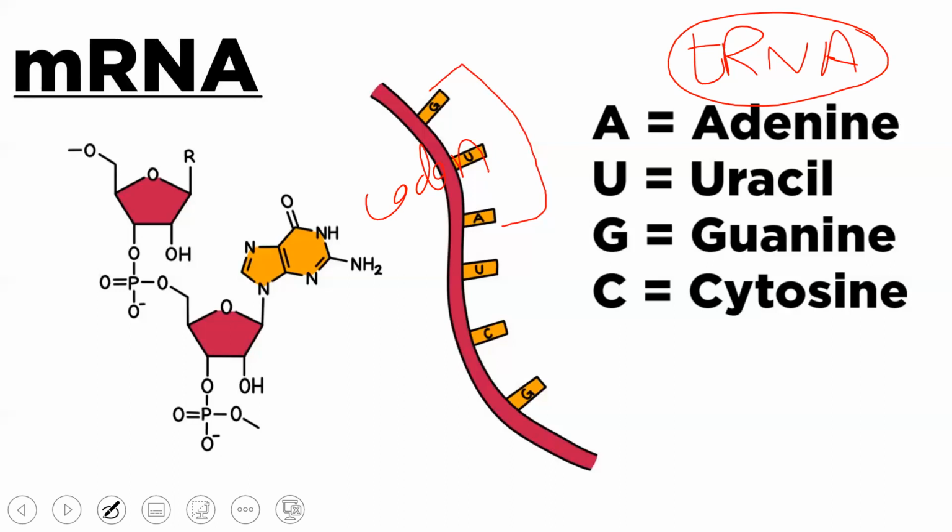So this is going to be C. The U will match with the A. The A will match with the U. Why not T? It's RNA. And now this sequence: if this sequence is present on the mRNA, this sequence will be present on the tRNA. And because this sequence is the opposite of this sequence, it's called the anticodon.